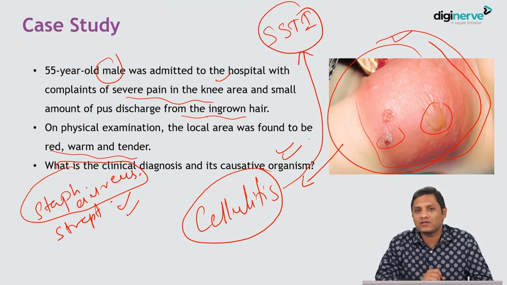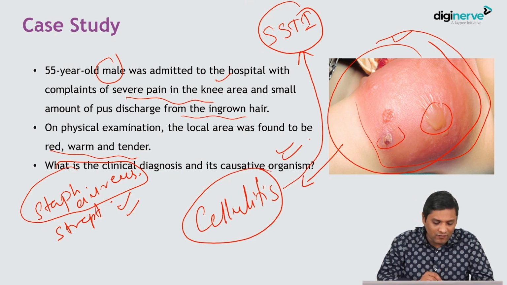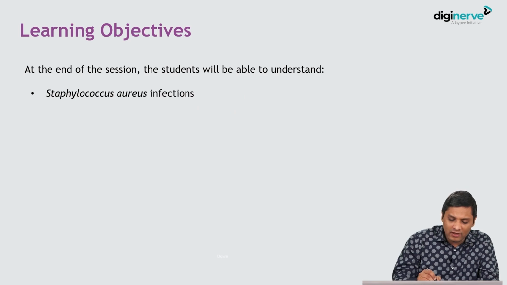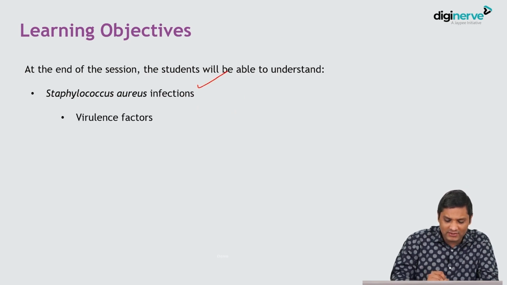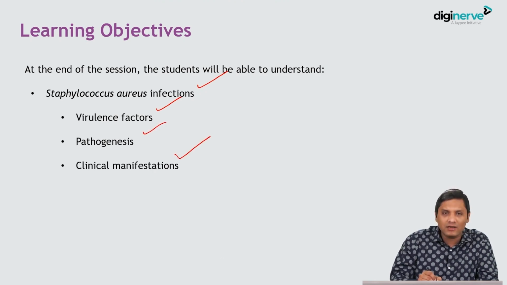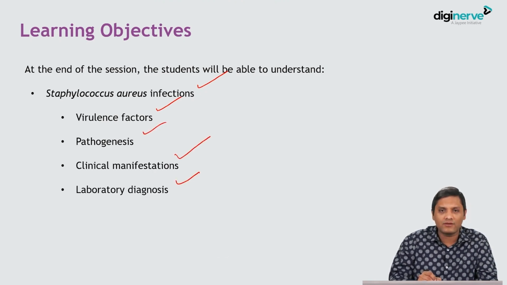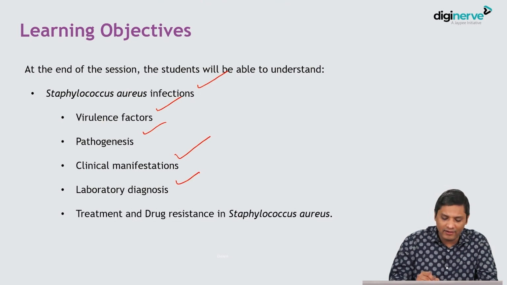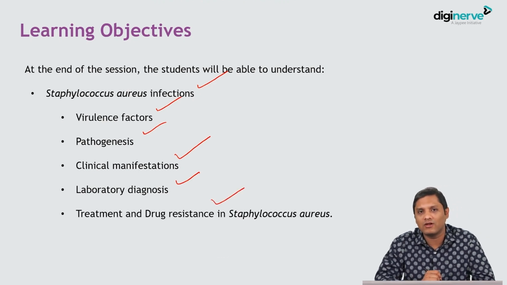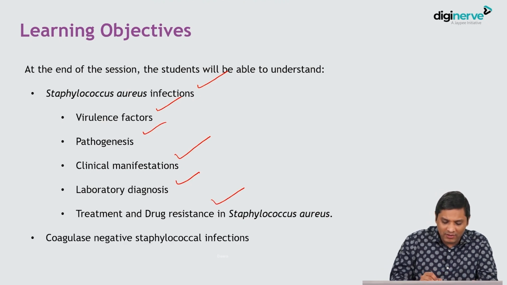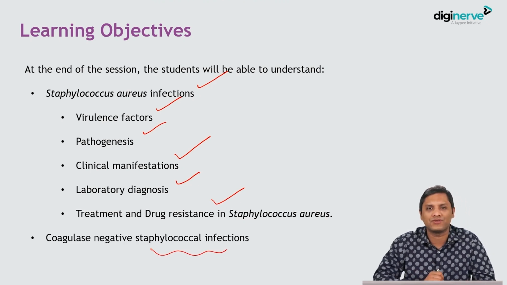So, with this introduction, let us discuss Staphylococcus infection. The learning objectives of this session include: we will discuss various Staphylococcus aureus infections, its virulence factors, pathogenesis, clinical manifestation, laboratory diagnosis, treatment, and drug resistance in Staphylococcus aureus. Then we will summarize the other Staphylococcus species infections, which are called coagulase negative Staphylococcus infections.